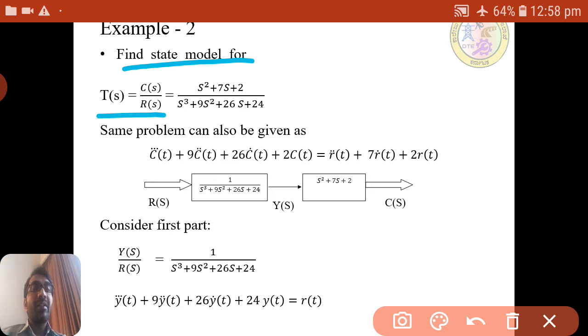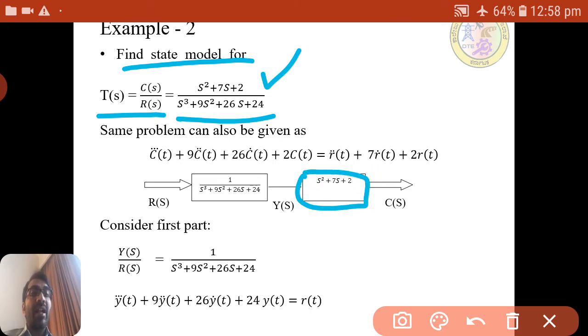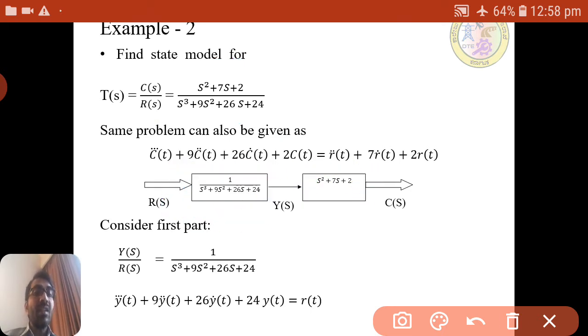Okay, but here we have the C of s term and also R of s. So this one we need to look into in two parts. C of s is one term and R of s is the other term. Let us consider the first one, that is Y of s by R of s, that is 1 by whatever the R of s term is, s^3 + 9s^2 + 26s + 24.